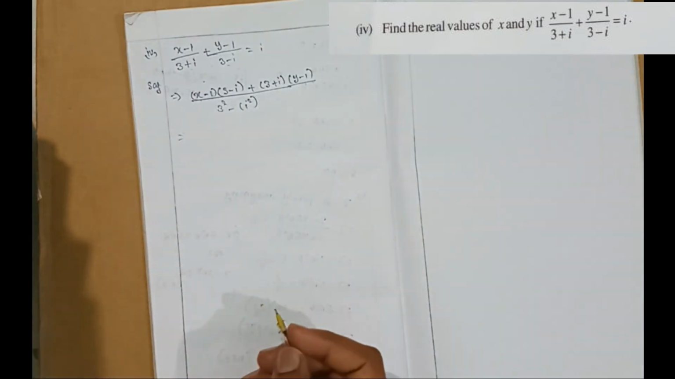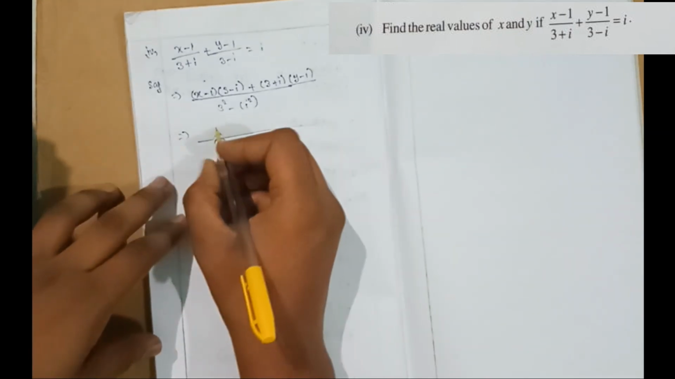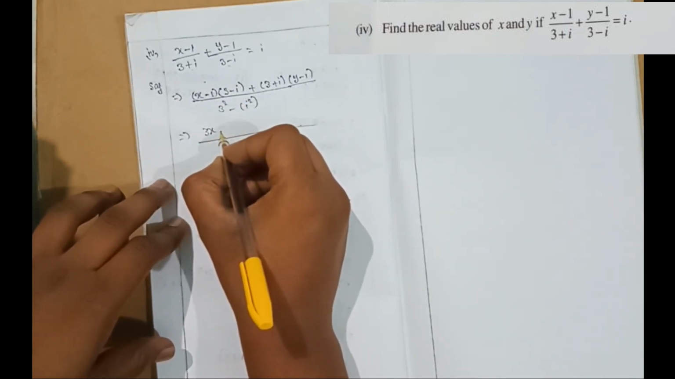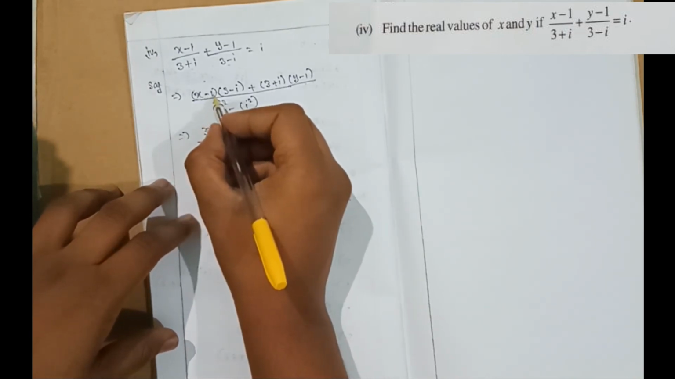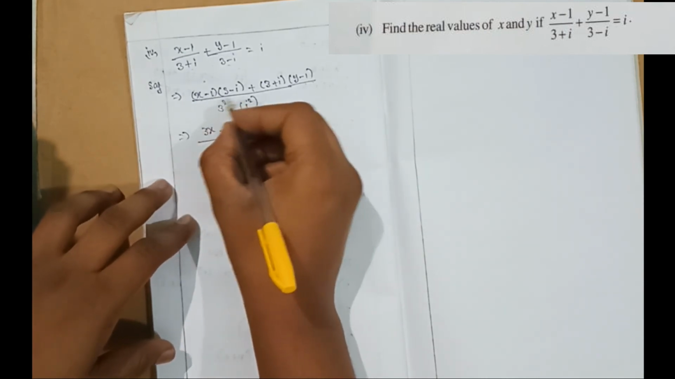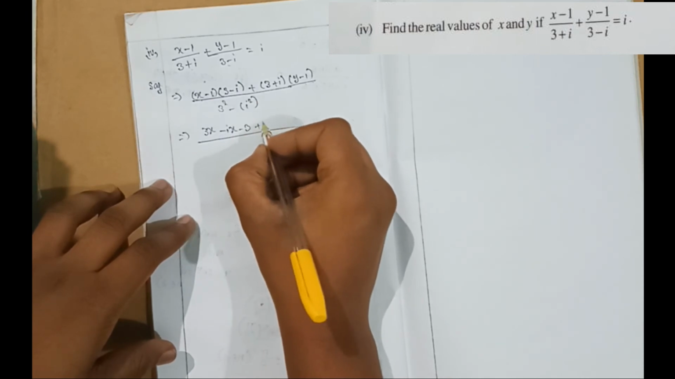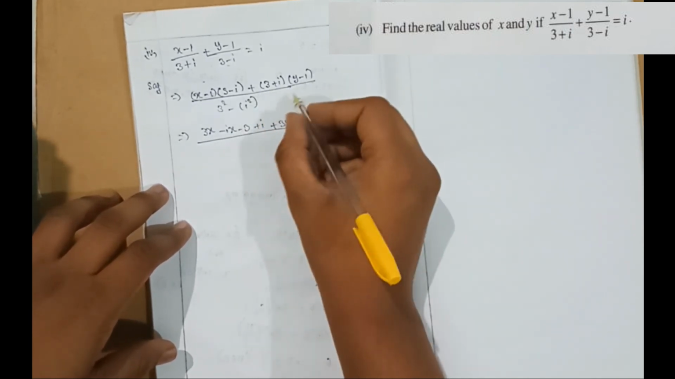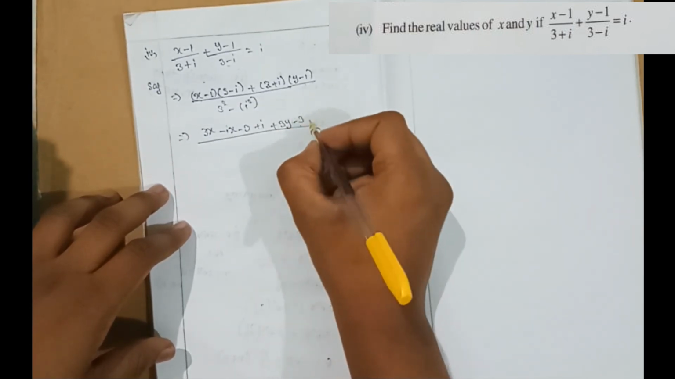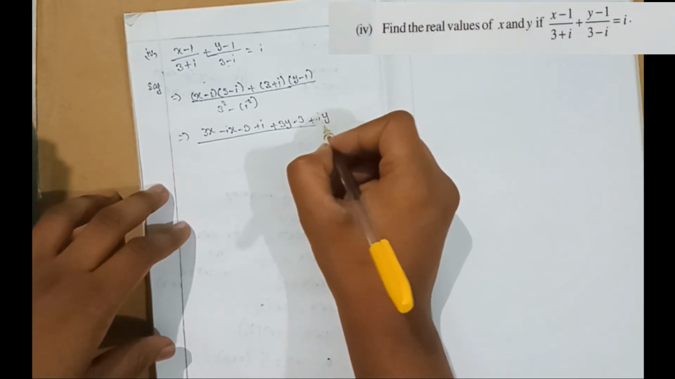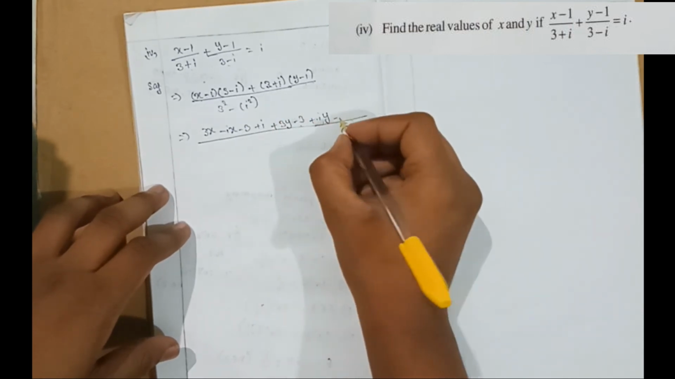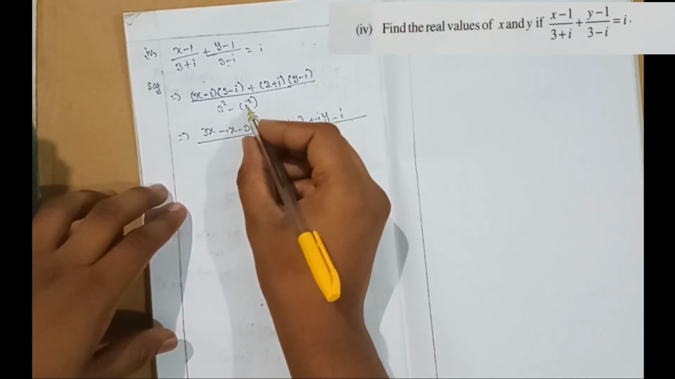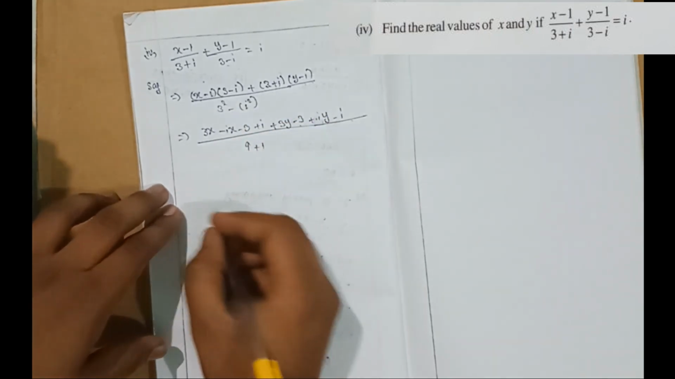Now x into 3 is 3x, x into minus I is minus ix, minus 1 and plus 3 equal to minus 3 minus minus 1 into minus I plus I, so plus 3 into y is 3y, plus into minus minus 3 into 1 is 3, plus I into y is iy, plus into minus minus I into 1 is I. It is 9 plus 1, since I square equal to minus 1, minus into minus plus, so 9 plus 1.